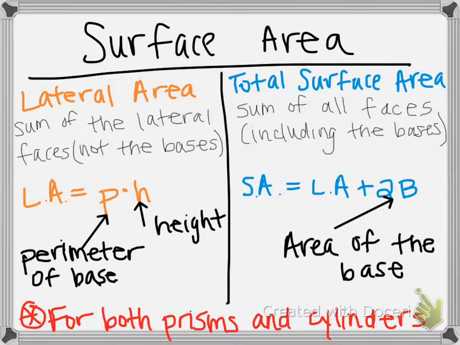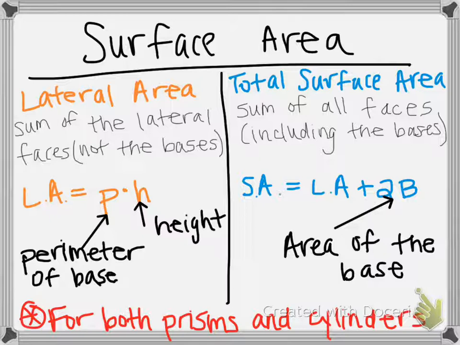Now that we've covered what prisms and cylinders are, the actual point of this lesson was first to discuss surface area. So there are two types of surface area, as you can see here. The first one is called lateral area. The second is called total surface area. So here comes that word lateral again. And if you remember, that means sides. So the lateral area is the sum of the lateral faces. It's pretty much just adding up the area of all the sides, but not the bases.